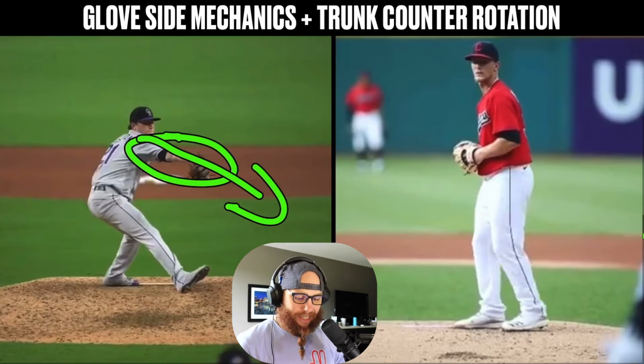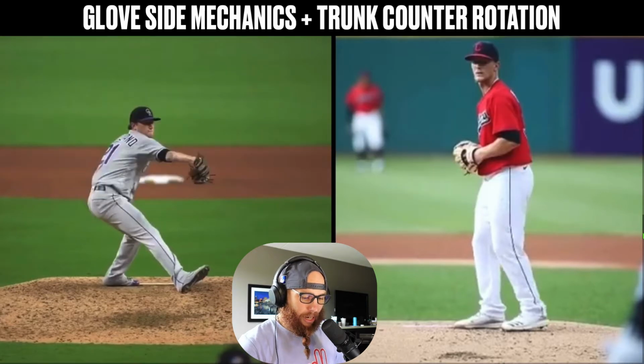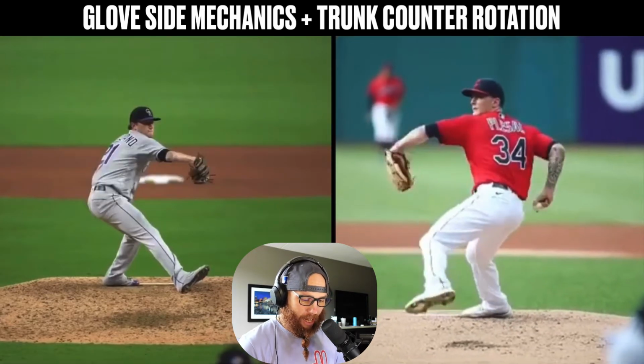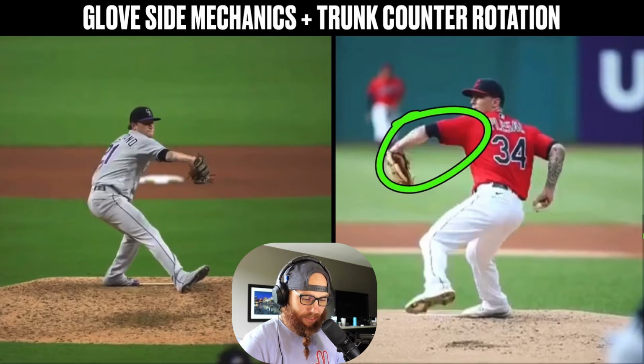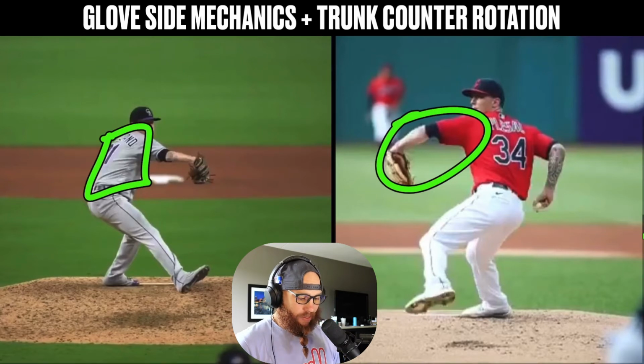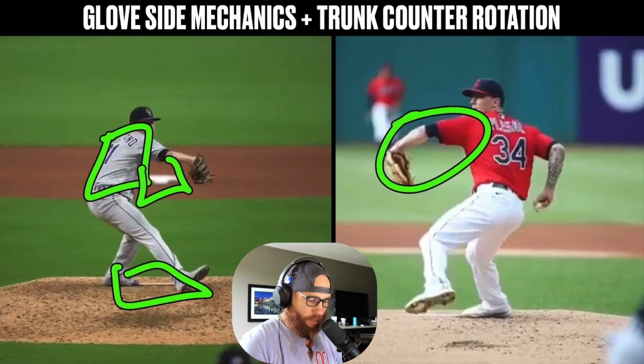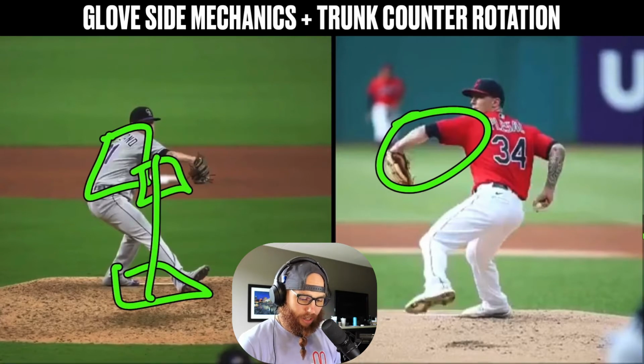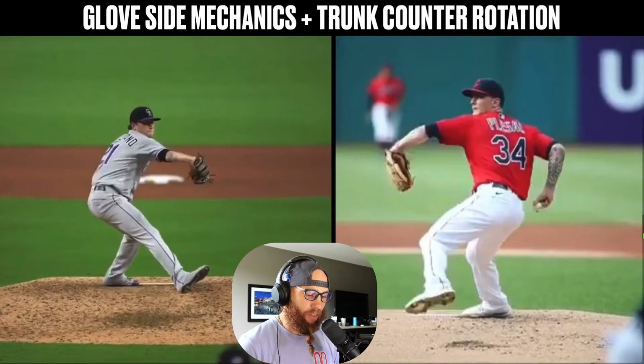But what I see as a more linear glove side, and how it differs from an over-rotated glove side, is what the posture of the trunk is telling us. For Kyle here, this video is basically straight on, right? You can see the rubber is in line with second base. So it's pretty much straight on, giving us a really good viewpoint of this.